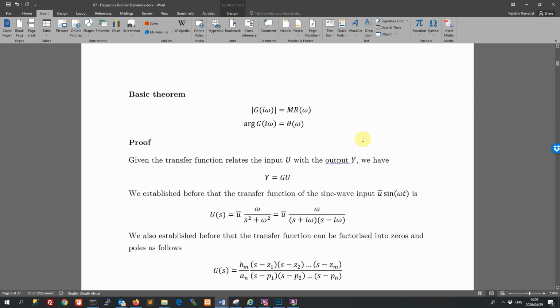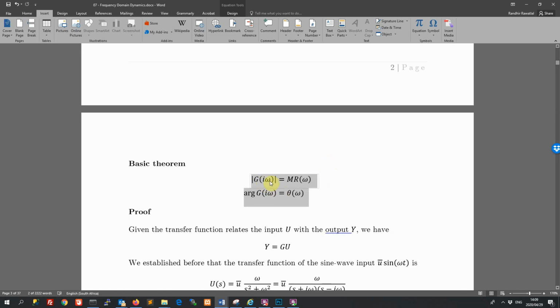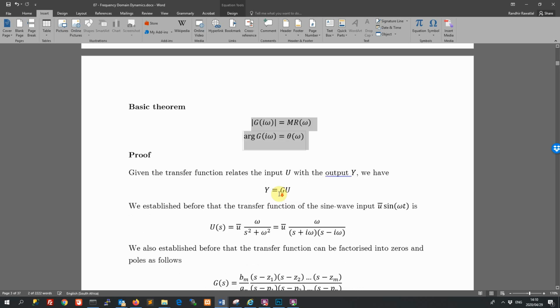So getting into proving the theorem right now, we are seeking these results, and we start by noting that if g is our transfer function, then the output Laplace domain function will be the transfer function multiplied by the input. And we note that if we are applying s equals iω, then in effect we are applying a pure sine wave as our input function, right?